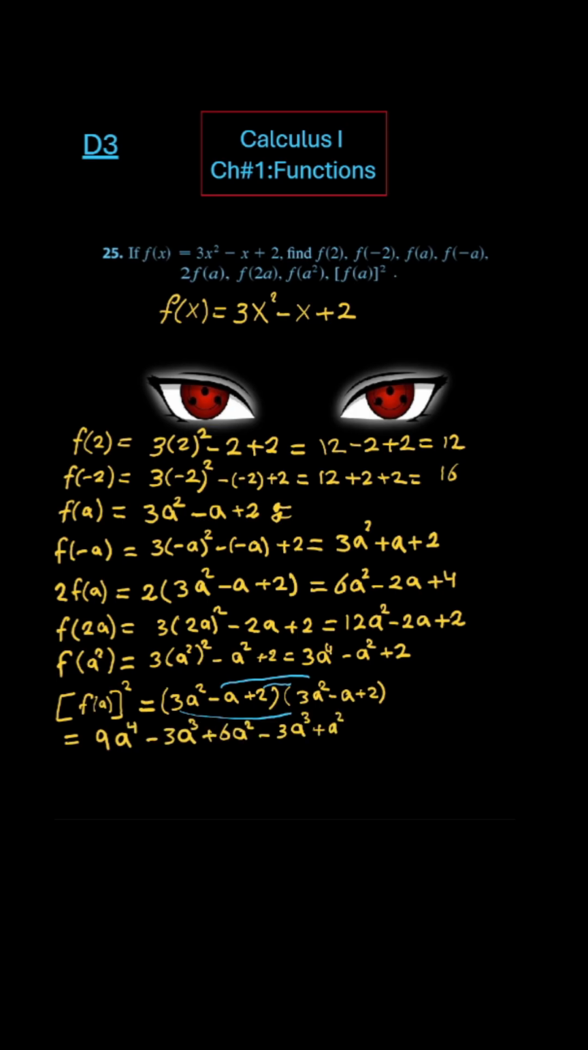After multiplying, we combine all like terms. The final simplified result is 9a to the 4th power minus 6a cubed plus 13a squared minus 4a plus 4.